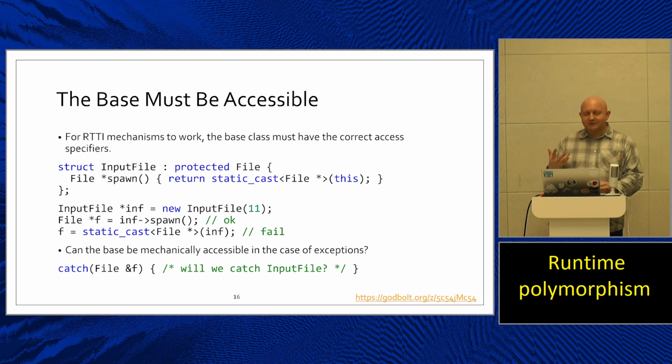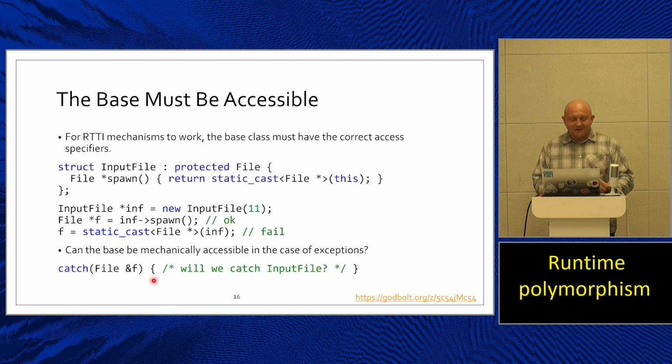And there is another subtler case. RTTI does not ignore access control. If a class inherits from a base as protected or private, like here, consider I made this base protected, that affects the runtime mechanism as well. In this example, InputFile inherits from File as protected, and inside the class we can static cast to a File pointer, and that works because the conversion is accessible in the context. But outside the class, the same static cast fails, and what happens in exception handling?